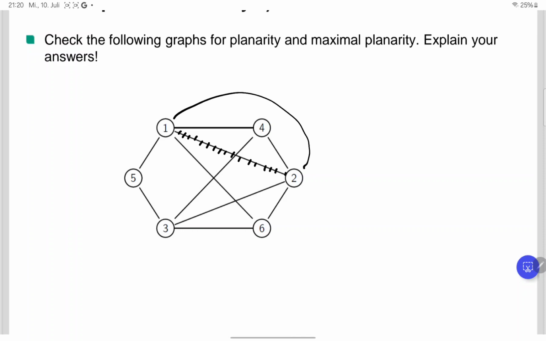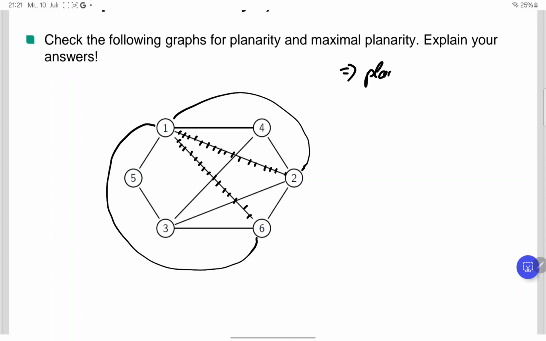Okay, so we still have an edge that is crossing the others, so we also delete 1 and 6. Okay, so the edge between 1 and 6, and we can also connect that from the outside. So everything is fine. We avoided the crossing, and now we have a planar graph where the edges are not crossing each other. So therefore we can say this is a planar graph because we don't have any crossing of the edges. And the next question is if this is maximal planar.